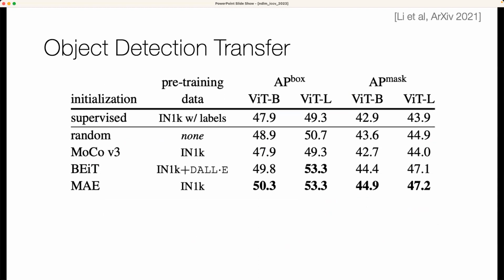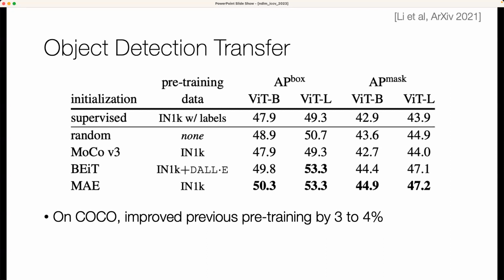So with that, we also tested on object detection, another task to transfer. And there are two takeaways here. The first takeaway is that for object detection, the idea of doing masked autoencoding works really well. It improves on previous pre-training methods by 3 to 4%.